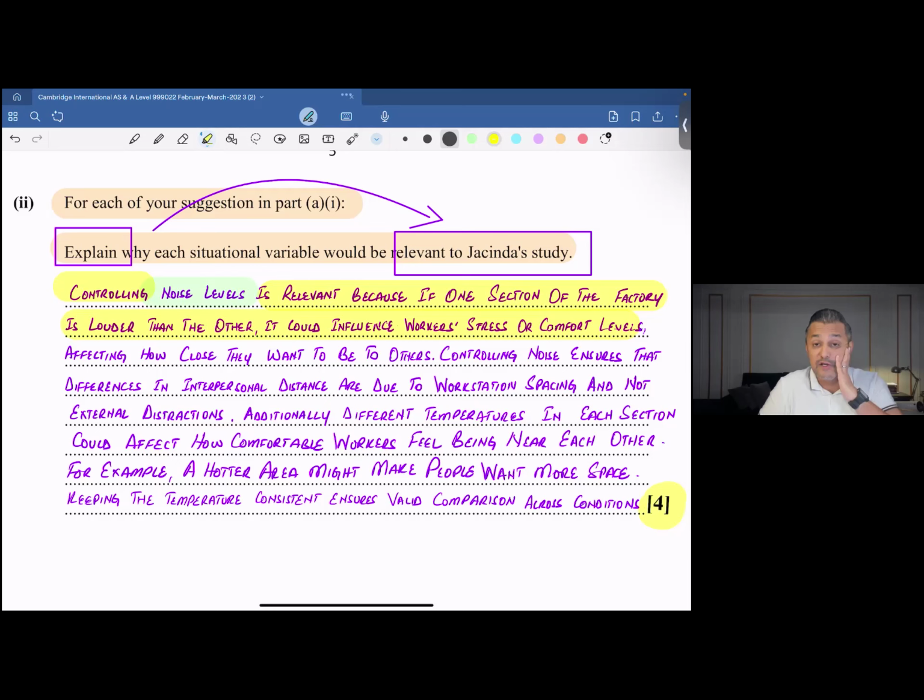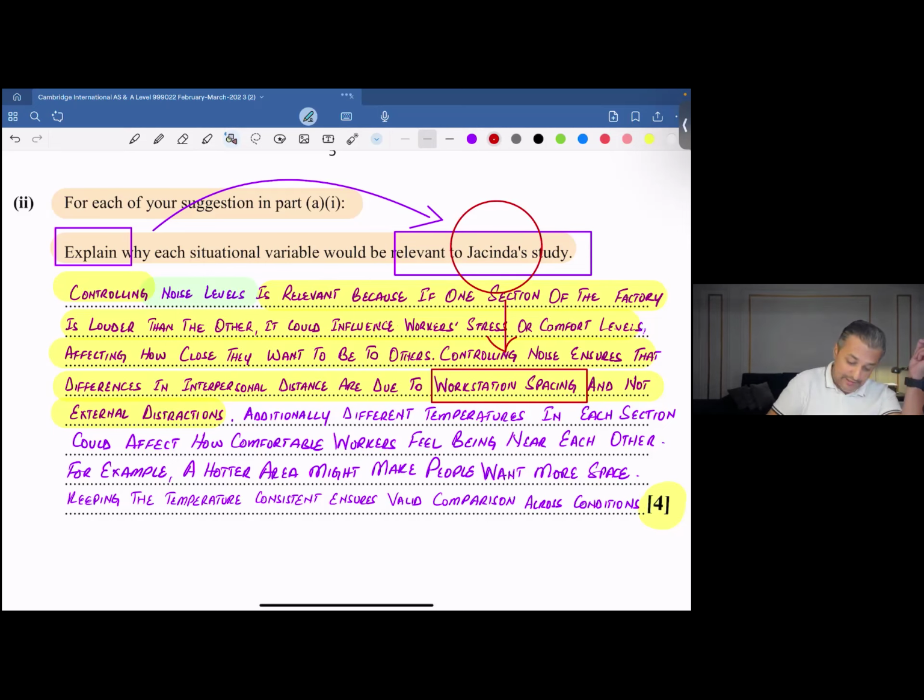Not only are they not feeling very comfortable, feeling uncomfortable might make them feel distress, which might consequently affect their interpersonal distance preference, affecting how close they want to be to others. Controlling noise ensures that differences in interpersonal distance are due to workstation spacing and not external distractions. Workstation spacing is what Jacinda was trying to conduct research on.